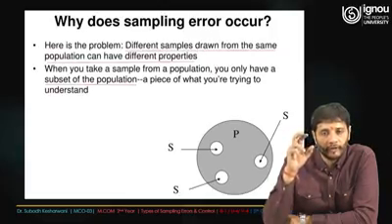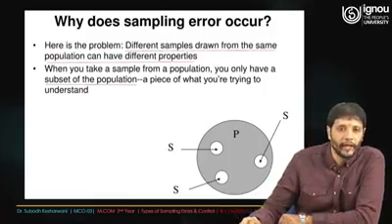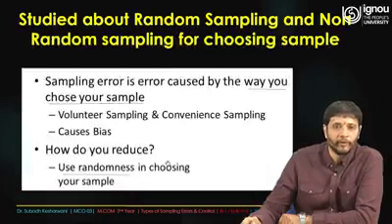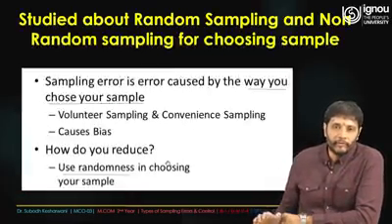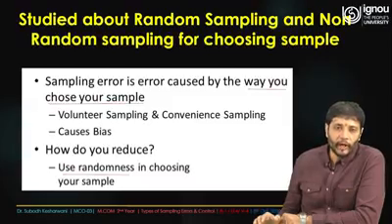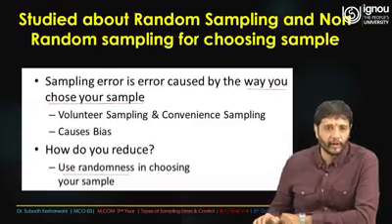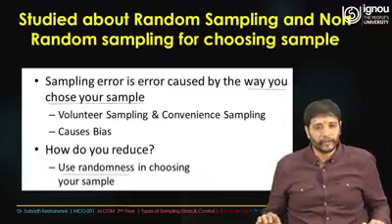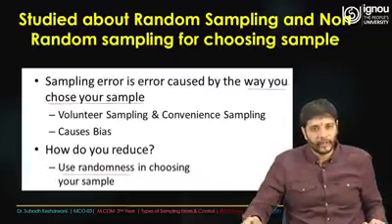So now when you accumulate all those data, you get a very diversified version of it. What I mean to say is that whatever the result comes, it has a very holistic view. So we take a population and only have a subset of the population, and now we have seen what the causes of sampling errors are: volunteer sampling, convenience sampling, and bias. How do you reduce them? Use randomness in choosing your sample.